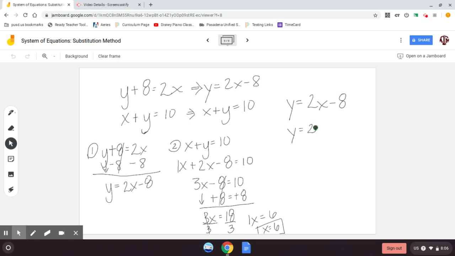So the x, we just solved for x, and that was 6. 2 times 6 is 12. And 12 minus 8 is 4. So the solution to this system of equations is (6, 4).